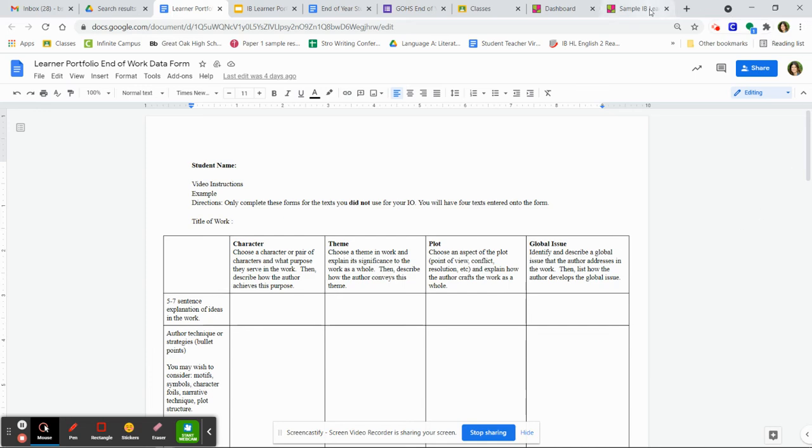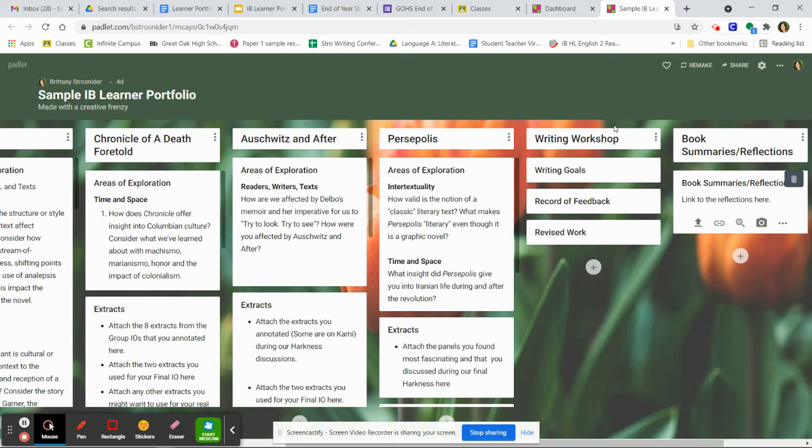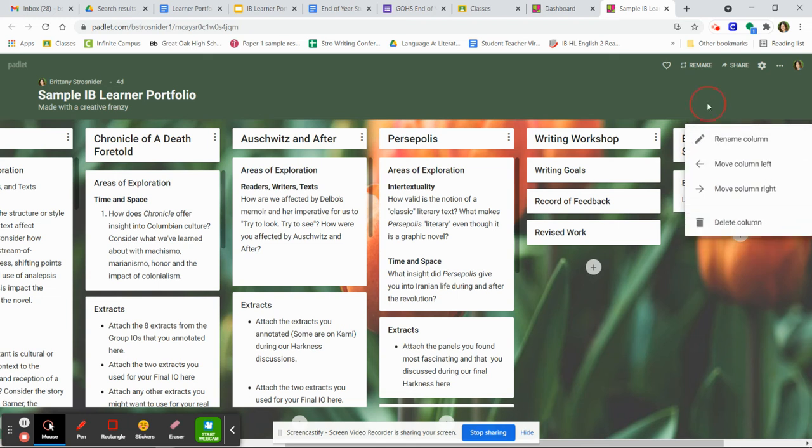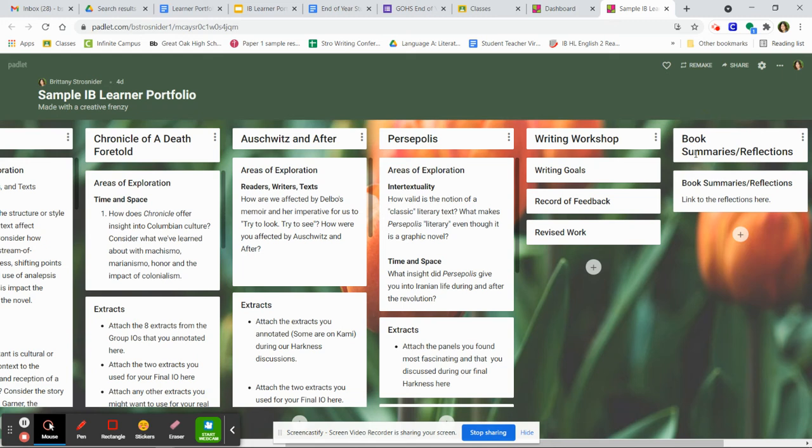And in addition, important to know, you're going to be adding a section on your IB Learner portfolio. We've already completed the Persepolis section. You can ignore this writing workshop. That's something that we thought we were going to do, but didn't really. And then you are going to notice that you probably don't have this column in your Padlet. So you can click this plus button and create the book summaries reflection section.